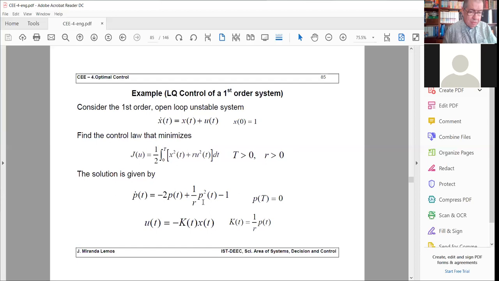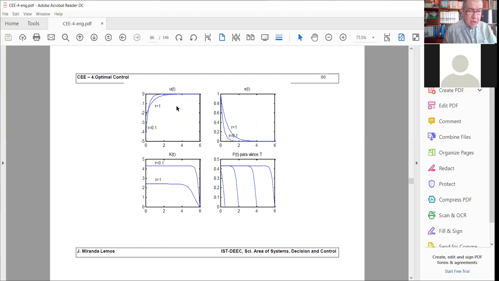Okay, the important thing is that you solve this numerically. Then you compute k, which is 1 divided by r p in this case. And the optimal control is just minus k times x. So let's see some numerical examples. In this case, I have here graphics for u, for x, and for k, and also for p.